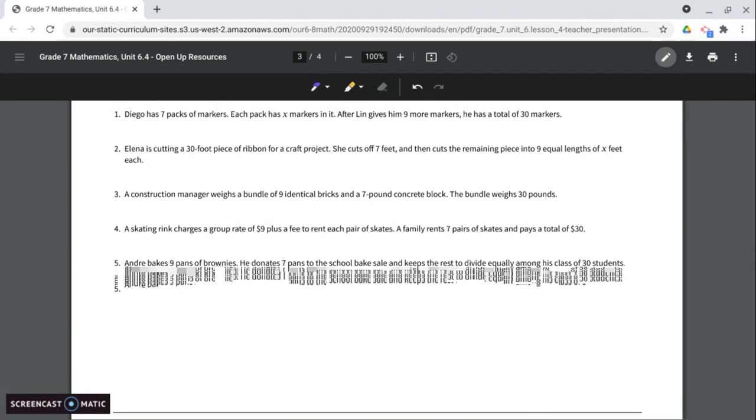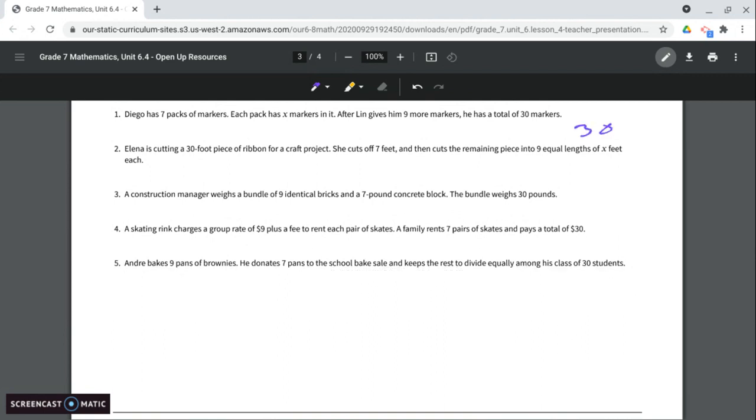So in this case, once again, her total is 30. And this time she's cutting off 7. And then we've got 9 pieces that are all the same length. So 1, 2, 3, 4, 5, 6, 7, 8, 9, or approximately the same size. So that represents our 9 equal lengths of x feet. And here's our 7 feet she cut off of the total.